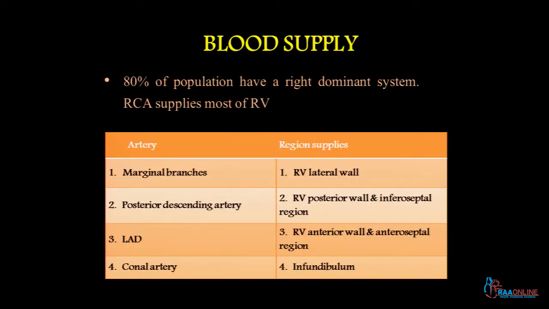So what's the blood supply of the RV? 80% of the RV is always a right dominant circulation.